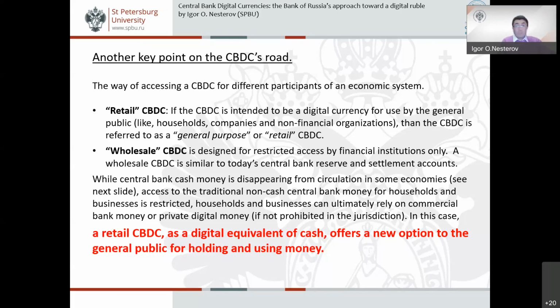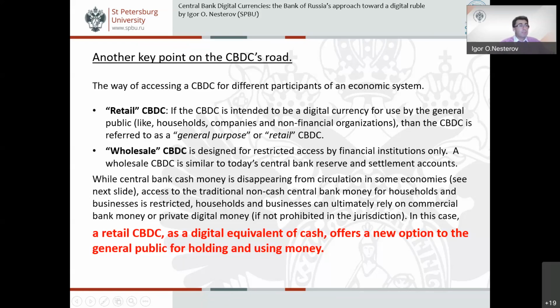While retail CBDC could be described as a digital equivalent of cash with wide access for the general public, retail CBDC offers a new option for the general public for holding and using money. And I want to explain the latter statement regarding the new option to the general public for holding and using money.